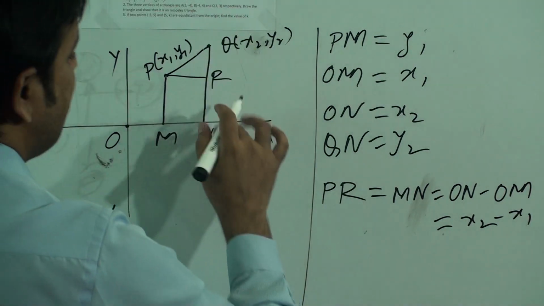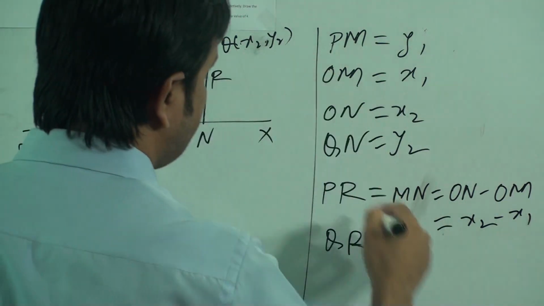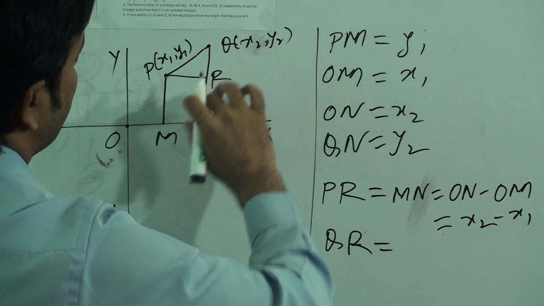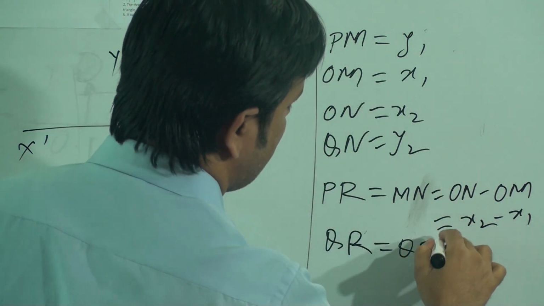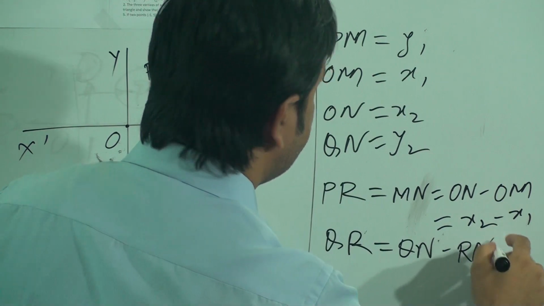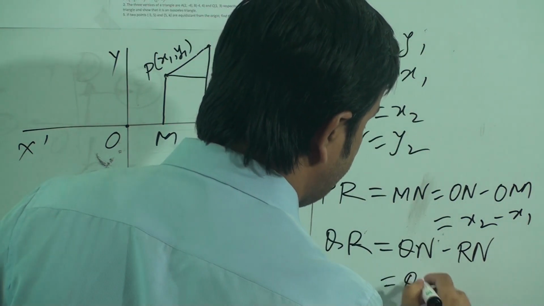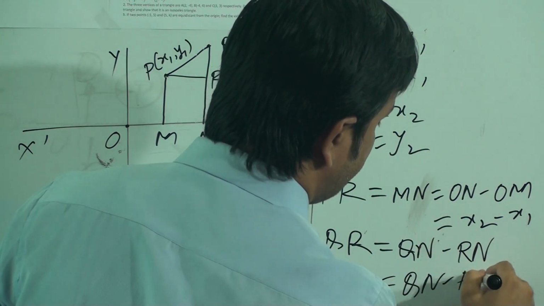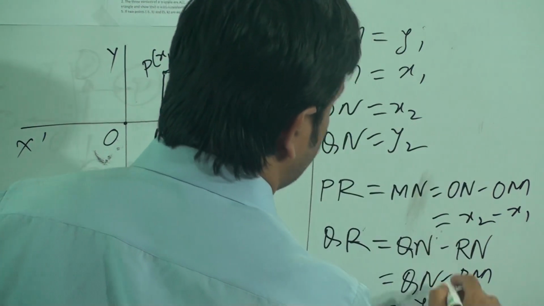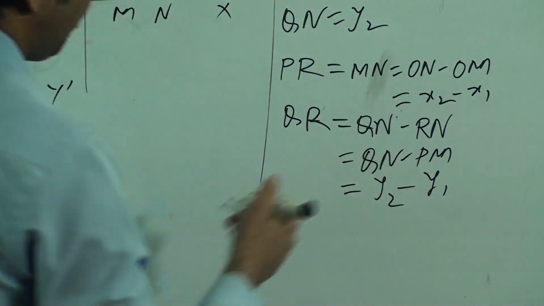Now determine QR. Here QR means QN minus RN. Here RN equals PM. So we can write QN minus PM. Now QN means y2 and PM means y1. So y2 minus y1.